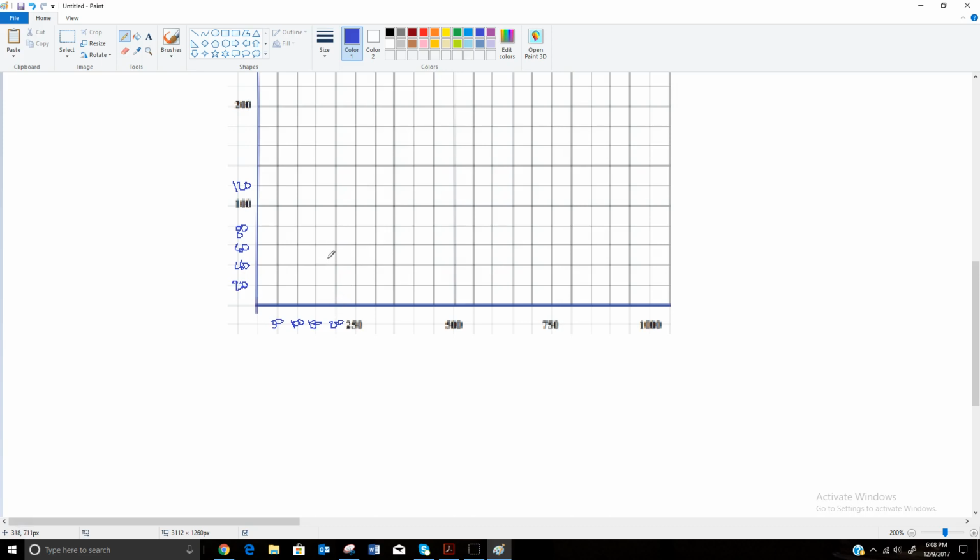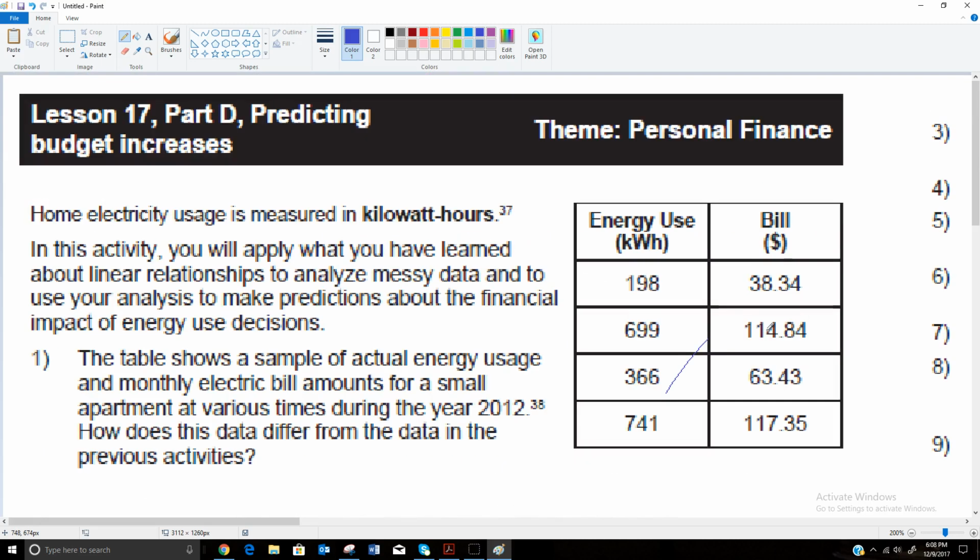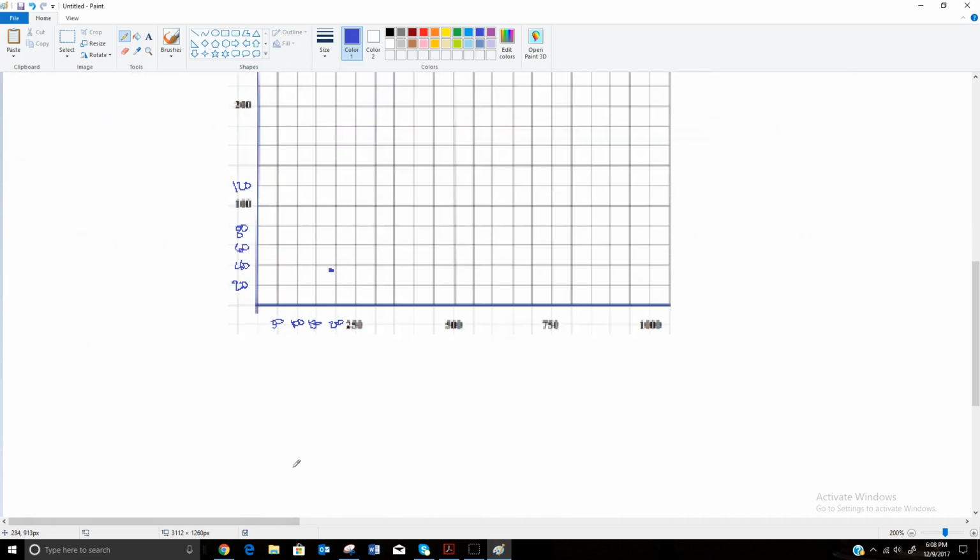So I've got my 198, 38, which would be right about here. So very close to 200, but not quite, and then not quite to 40. So it's right about there. Put a dot instead of a star. Okay, so right about here. Then my next point is 699, so essentially 700, and then 114.84. So think of that as like 700, 115. So 700 would be here, and 115 would be, this is 100, this is 120, so 115 would be out here.